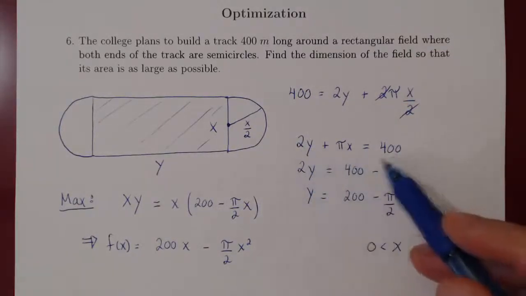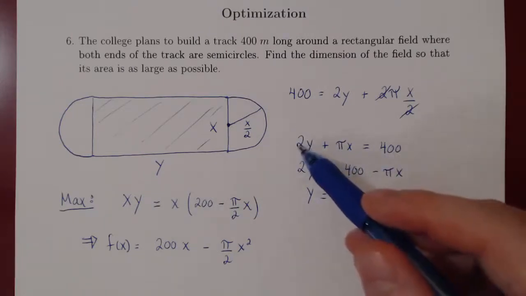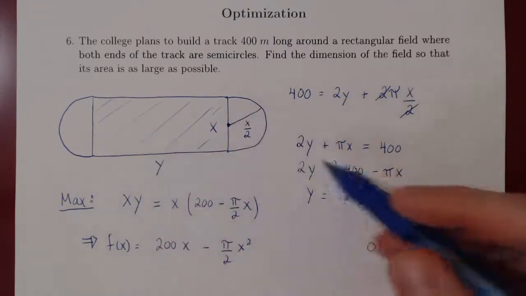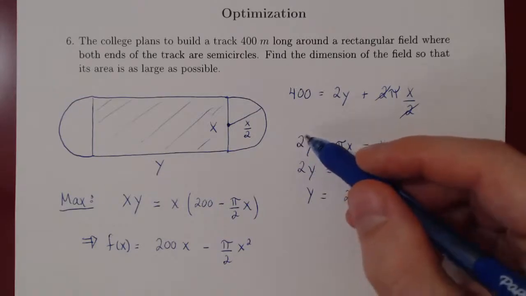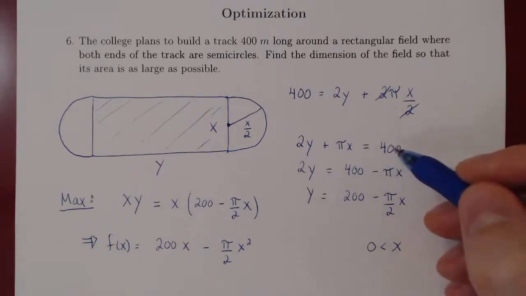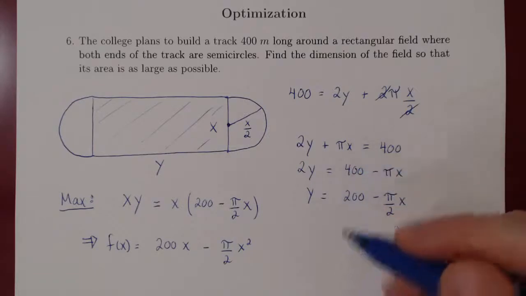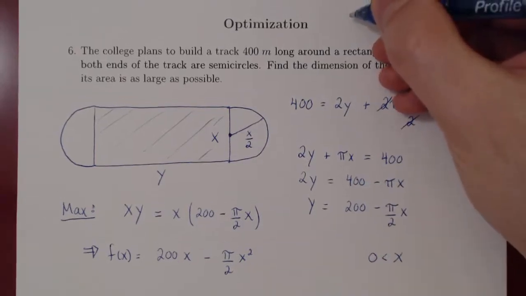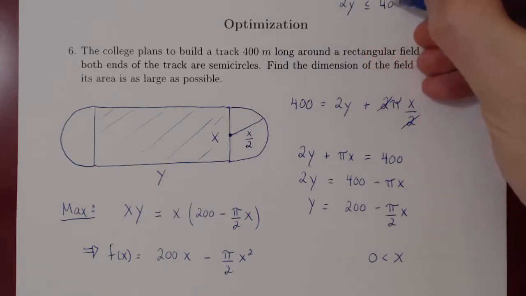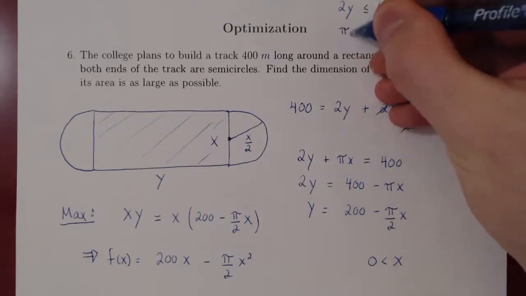Look at this equality. We have 2y plus pi x equals 400. Well, both y and x are positive. Y is the length of the field, x is the width. So once again, and we've done this before, we're adding two positive numbers, and the result is 400. Because they are both positive, they both must be at most 400. So we know that 2y must be at most 400, and pi x must be at most 400.